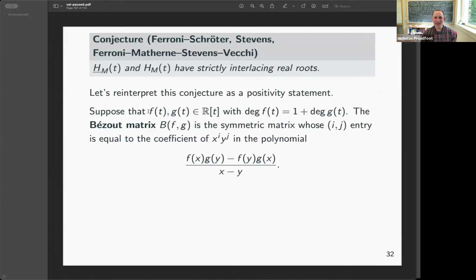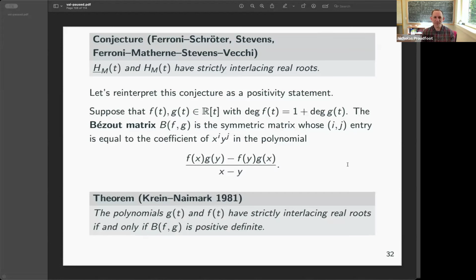Suppose I have two polynomials, f and g, where the degree of f is 1 bigger than the degree of g. So I can make something called the Bézout matrix. I take f of x, g of y, minus f of y, g of x. This is anti-symmetric in x and y, so it's a multiple of x minus y. I divide by x minus y, I get a symmetric polynomial in x and y. And then I just want to take its matrix of coefficients. That's called the Bézout matrix, or the Bézoutian.